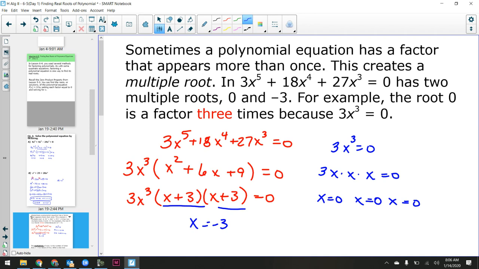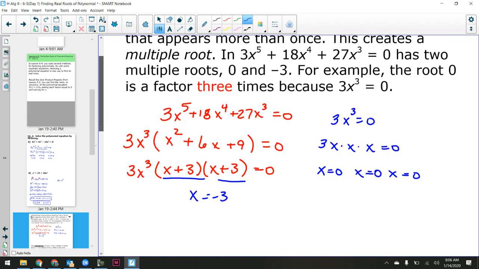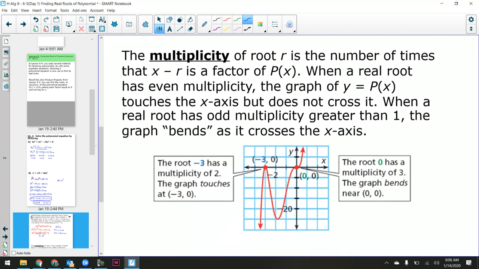Okay, so what does that mean? Great, we know what a multiplicity is, but what does that mean? Well, that means things about the graph. Double roots and triple roots look different within the graph, and we'll look at that in a second. So what is a multiplicity? You might want to write down the definition. The multiplicity of a root is the number of times that x minus r is a factor of the function p of x. Honestly, it might be a good idea to write down an entire paragraph. That's really important stuff there.